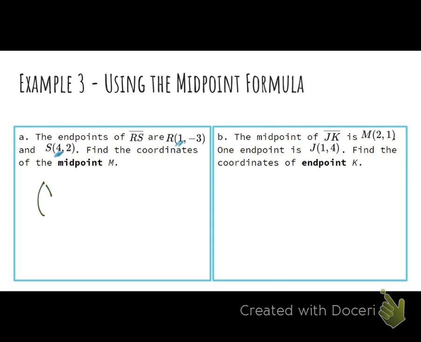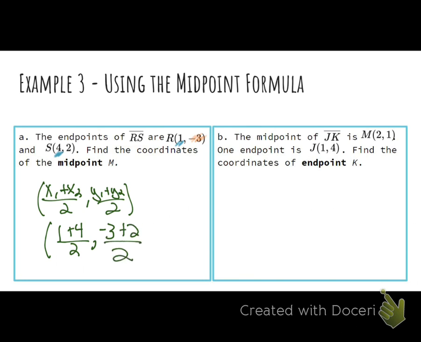I'm going to write it out. Our formula is x1 plus x2 divided by 2, y1 plus y2 divided by 2. And then we have 1 plus 4 divided by 2. And then we have to do our y's. That's going to be -3 plus 2 divided by 2. I needed to write that differently, sorry.